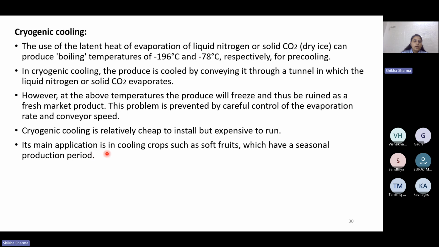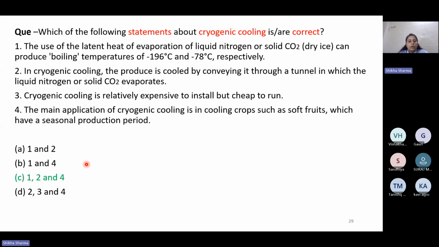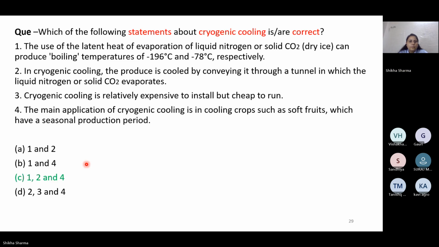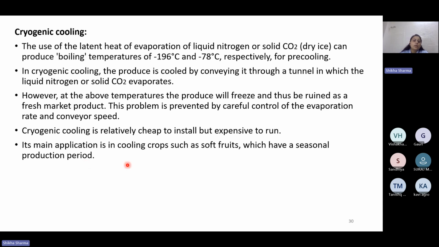And last is its main application is in cooling crops such as soft fruits, which have a seasonal production period, because we should have a particular batch of products in large quantity, so that we can do it for the seasonal production period only. These are basically used for soft fruits, because hard fruits will lose their texture.